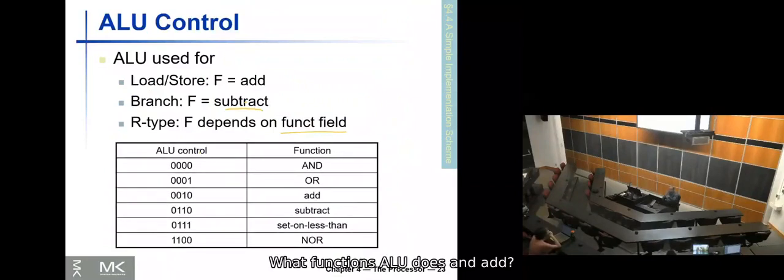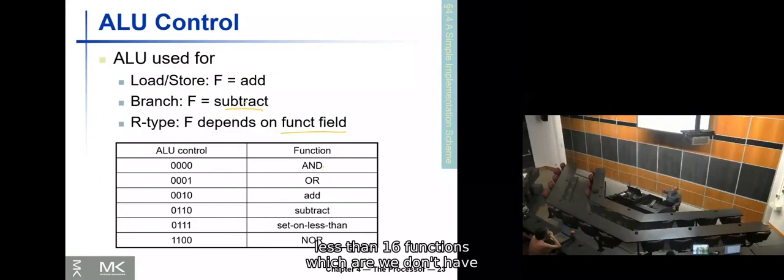What functions does the ALU do? And, or, add, subtract, set on less than, and nor. These are the functions that ALU should perform. It has up to 16 functions, which we don't have all here because we just picked a selected set. We need only 4 bits for ALU control. The 4 bits select one of the 16 operations that ALU should perform. For us, it is 6 operations. And these are the control signals.